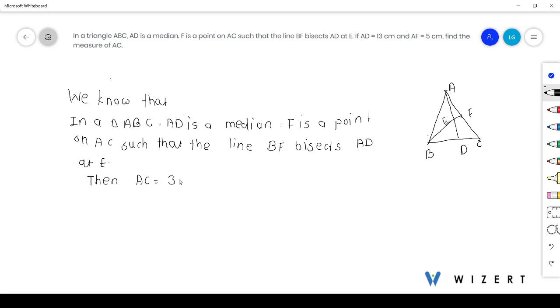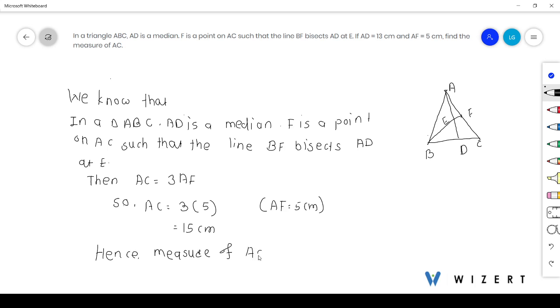Then AC will be 3 times AF. So AC will be 3 times AF, which is given by 5 cm. So it is 15 cm. Hence, the measure of AC is 15 centimeters.